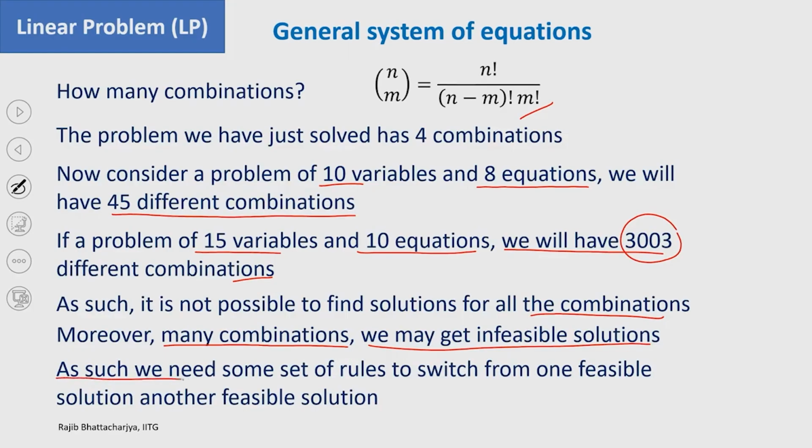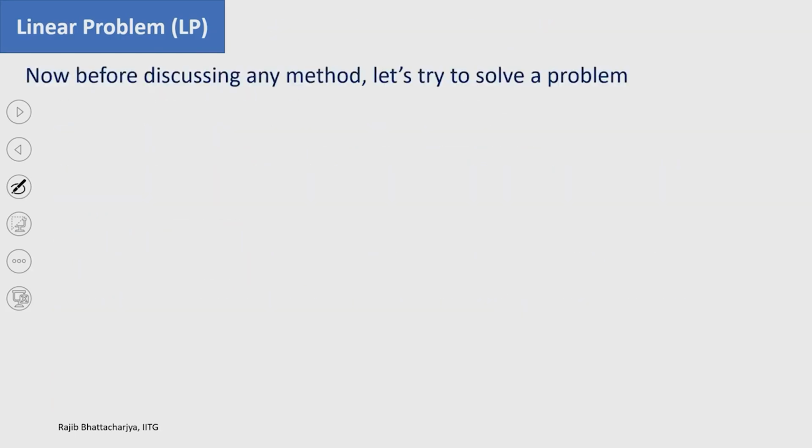As such, we need some set of rules to switch from one feasible solution to another feasible solution. We need not evaluate all these combinations, because some of the combinations will be infeasible, so we need not evaluate those. Therefore, we need some set of rules to switch from one feasible solution to another better feasible solution.